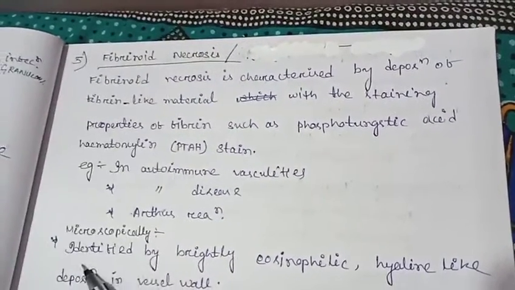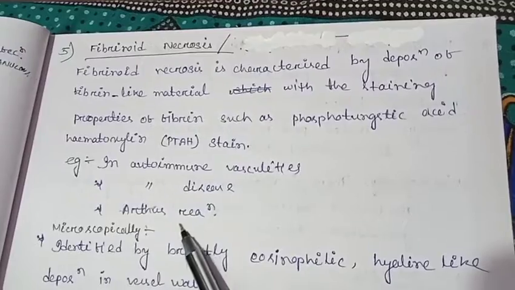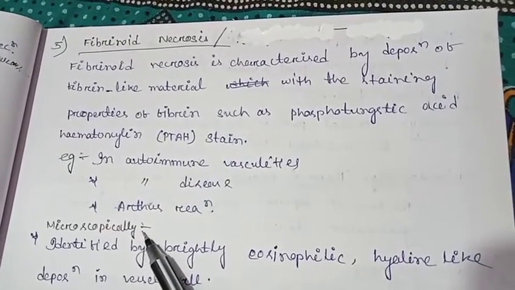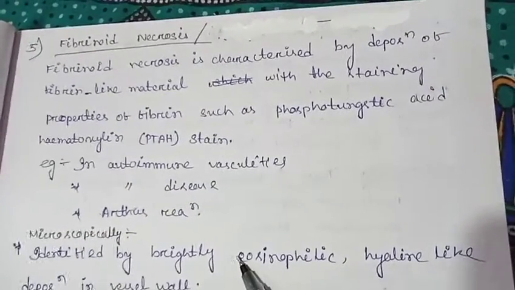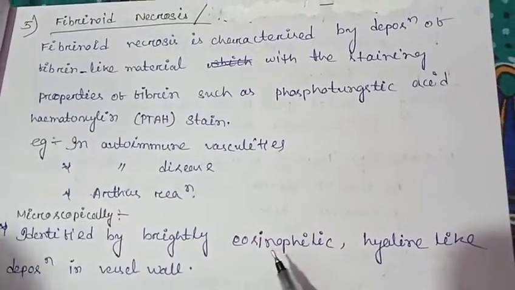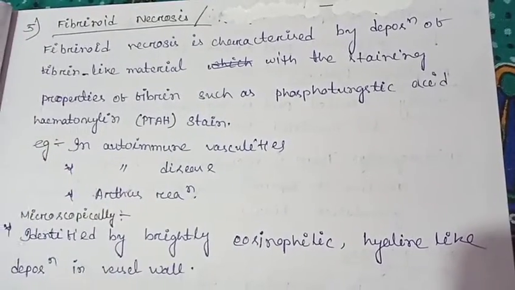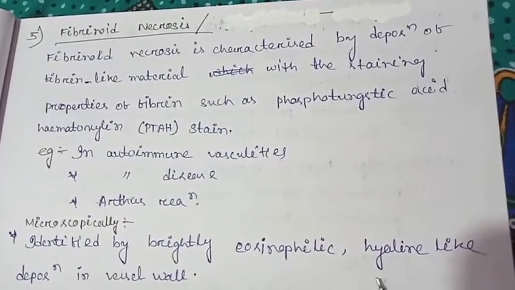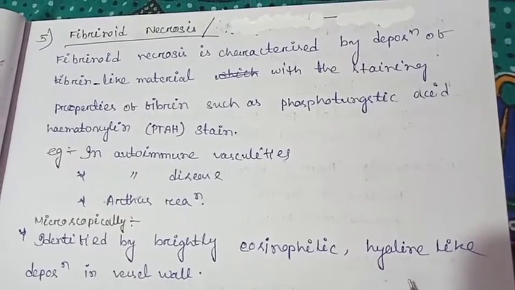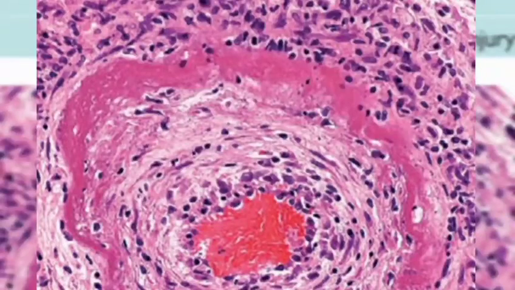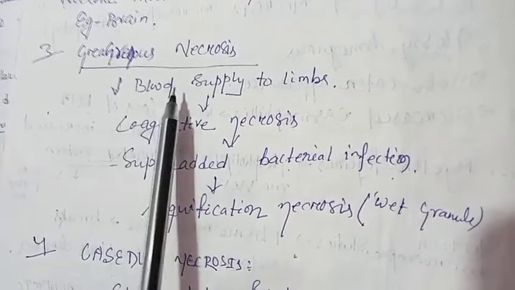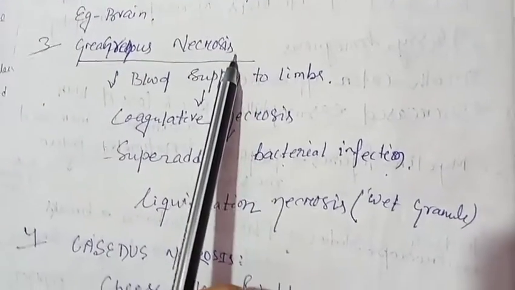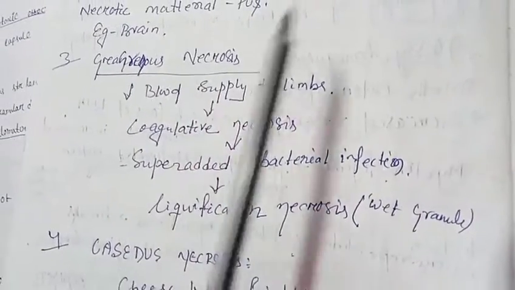Grossly it does not have a very significant view, but microscopically it is identified by brightly eosinophilic hyaline-like deposition in the vessel wall. That means all necrosis has high eosinophilia in the cytoplasm. This is the histology of fibrinoid necrosis in an artery. After discussing all five, there is also gangrenous necrosis given in Robbins pathology, so we discuss that also.